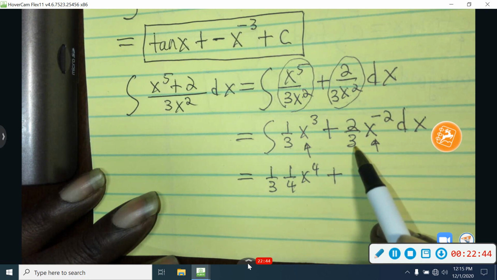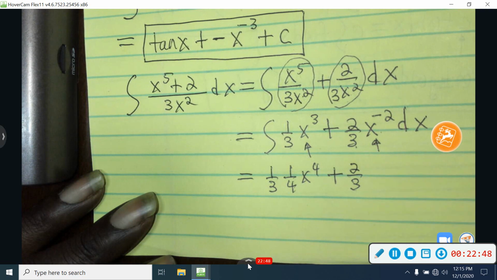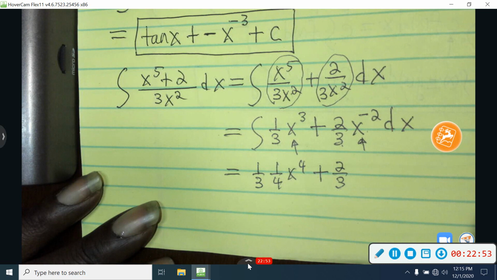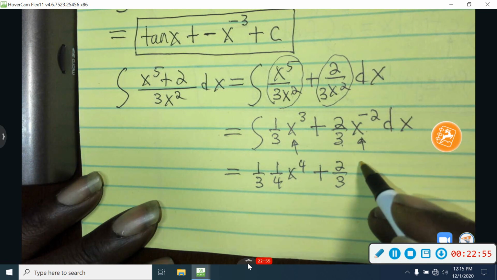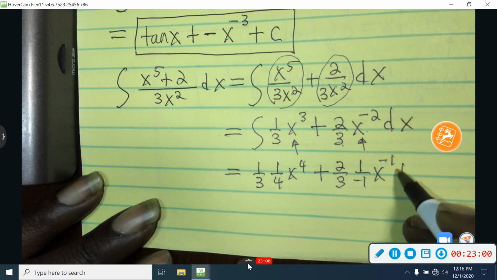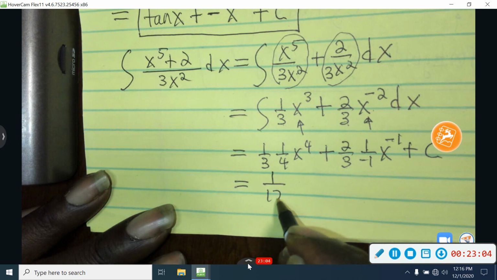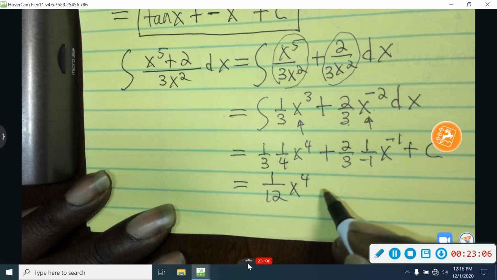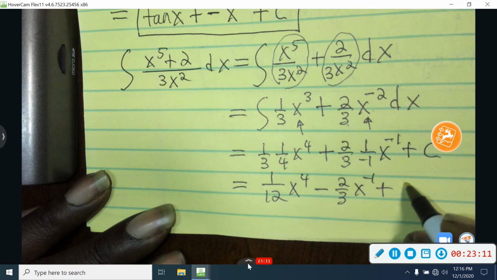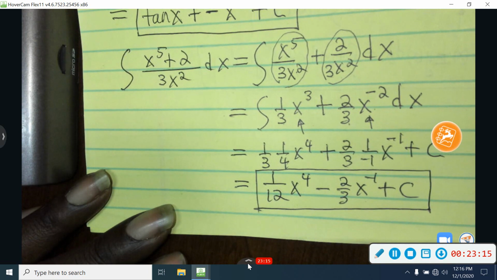By the property, the 2/3 will be ignored, and the integral comes to x to the minus 2, which is a power rule. Add 1 to minus 2, you get minus 1, then divide by that, and add your constant. Clean it up. It's 1/12 x to the 4th minus 2/3 x to the minus 1 plus a constant. Okay?